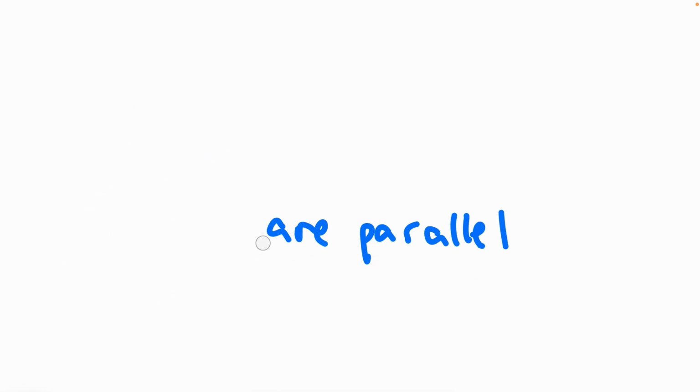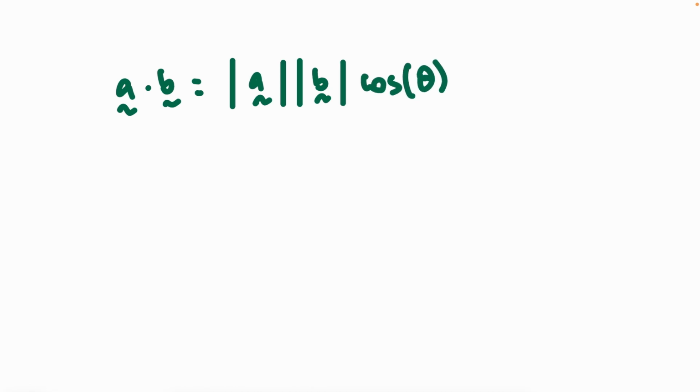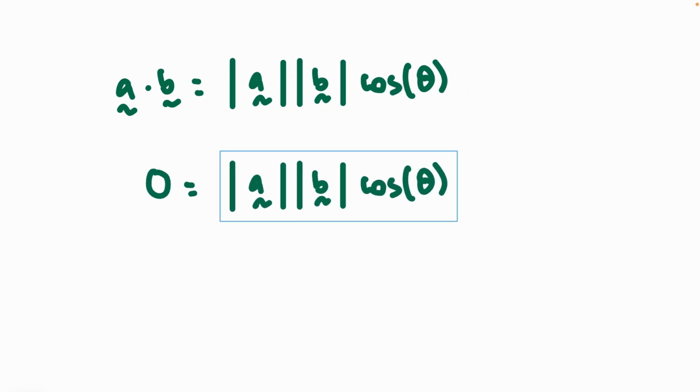Well, there's actually a secondary definition for the dot product, which says the following. It says that the dot product between two vectors is equal to the magnitude of A times the magnitude of B times the cosine of the angle in between these two vectors. I will derive this formula in a different video, but for now just know this formula is true. If the dot product between A and B was equal to 0, that means you would be left with this equation here.